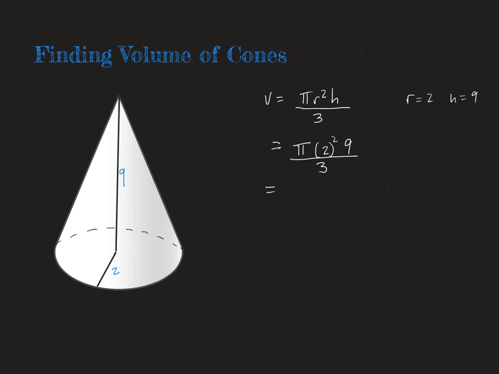So let's start working with the numerator. On the top, we're going to get pi, 2 times 2 gives you 4, times 9, all over 3. And then when you multiply 4 and 9, that's going to give you 36 pi divided by 3. Now you're able to simplify this, so you can divide that 36 by 3, which gives you 12 pi. And that is your answer.